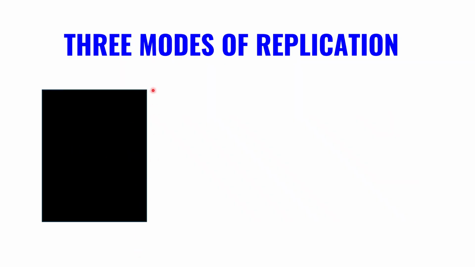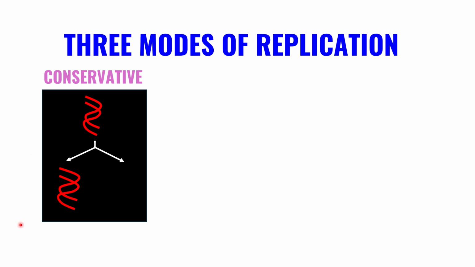Before coming to the experiment of Meselson and Stahl, I would like to briefly describe these modes of replication. So let us begin with conservative mode of replication. According to this, the entire old double-stranded DNA is conserved completely and a completely new strand of double-strand DNA is made. So this is conservative.